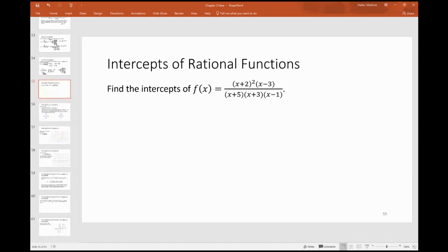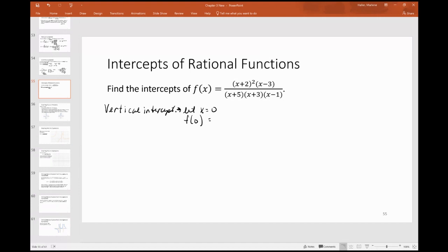All right, let's talk for a minute about the intercepts of rational functions. They're found in the same manner that we find the intercepts of any other function, right? To find the vertical intercept or the y-intercept, we just let x equal 0. So we're just going to let x equal 0 and solve. So really what we're doing is we're just evaluating f of 0.